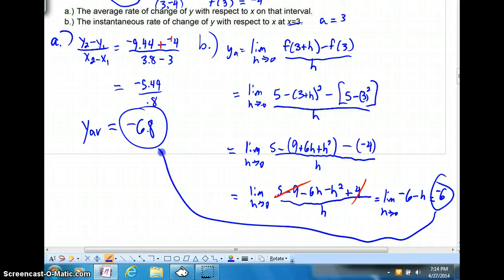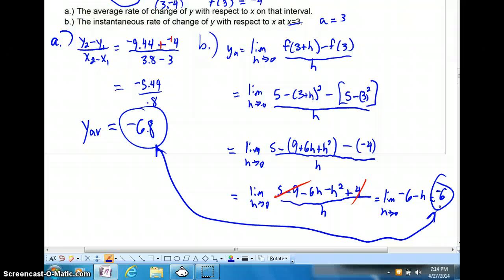Now I want to compare our two answers. You can see that they're not super far apart. Our average rate of change on a time interval was -6.8, but at a very specific instant of x equals 3, we'd get an instantaneous rate of change of -6. So different answers, and really this is how we could have proceeded.